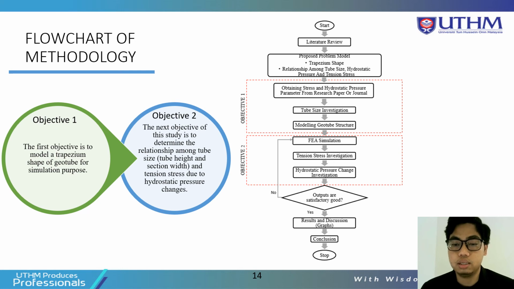Then if the result is not satisfactory, we have to go back to the FEA simulation. Then we go through all the investigations again. Then when the result is satisfactory, we plot the result and discussion in a graphical method. Then we conclude everything in the conclusion, and that's the end of the flowchart.